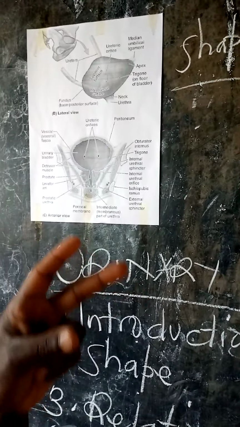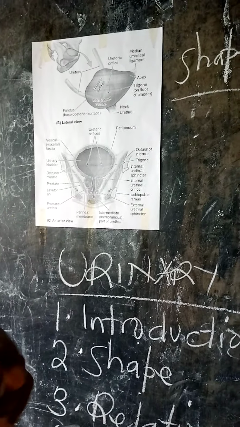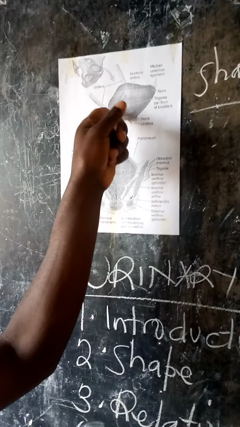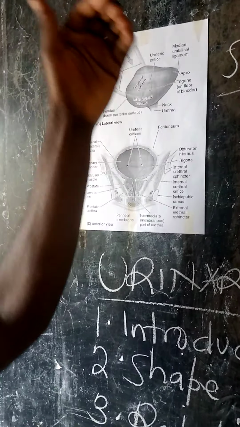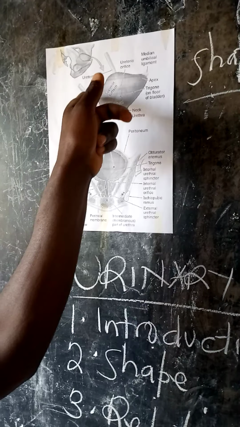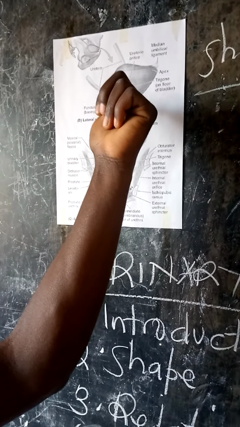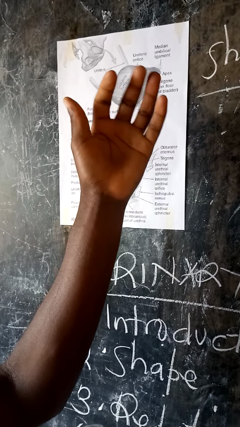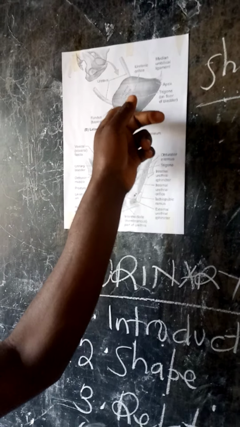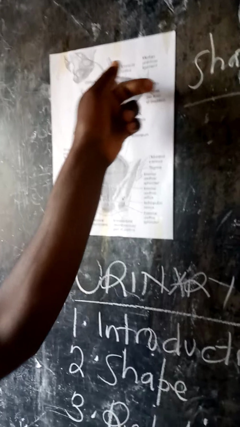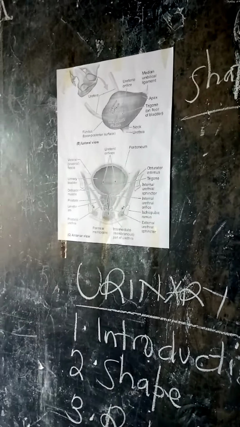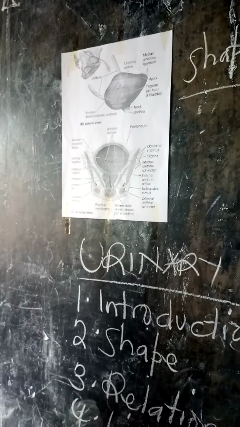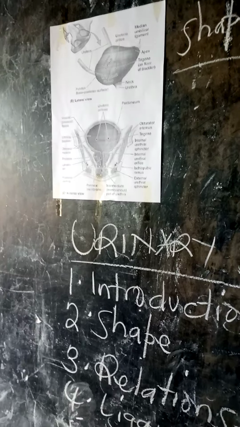Then we have two superior-posterior angles. Superior-posterior means it is on the posterior surface but superior, where we see the ureters entering at their point of entry into the trigone. You know the trigone is at the posterior surface. So at the points of entry of the two ureters, we see those two superior-posterior angles. Those are the four angles.